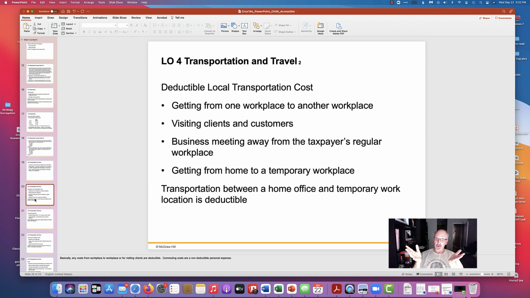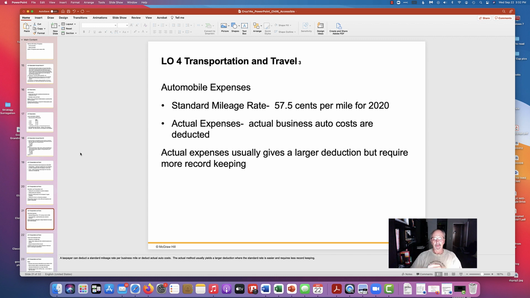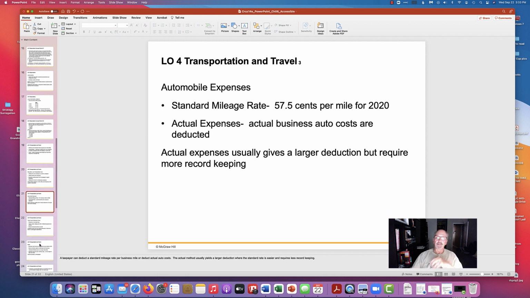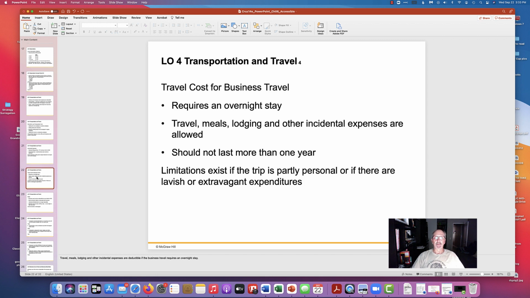Deductible local transportation cost: getting from one workplace to another, visiting clients and customers, going to a business meeting away from the taxpayer's regular workplace, and getting from home to a temporary workplace when there is more than one regular workplace. The standard mileage rate for 2020 was 57.5 cents a mile, or the taxpayer can use actual expenses, so actual business auto costs can be deducted. Go either way. However, understand that if you use actual expenses, there has to be a log showing mileage, and payment and receipts for the expenses.